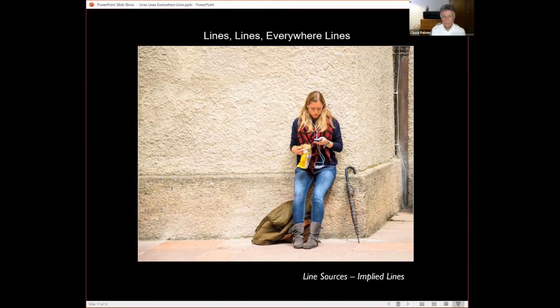Implied lines can also be created by a person looking at an object. After all, we are human beings, and we love to look at what others are looking at. That's what goes on today in social media in spades. An implied line is formed by our mind's eye from the girl's eyes to her phone in this image. Of course, there are several other physical objects in this image as well that form lines.